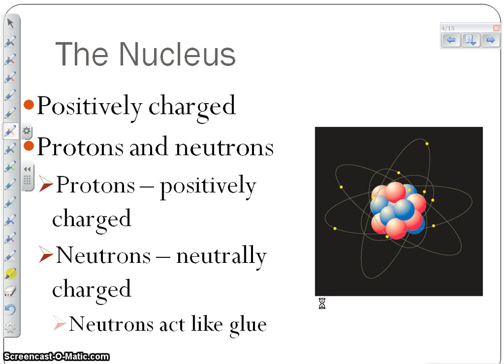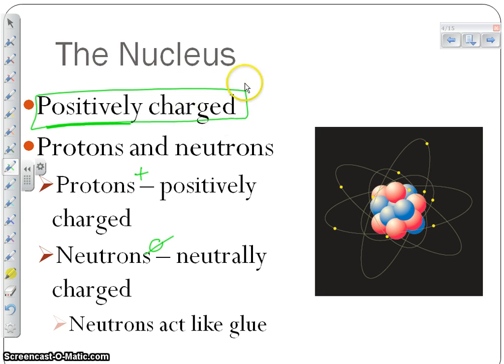Starting us off, we're going to look at the nucleus. It is positively charged, and that's because it has both protons and neutrons in it. Protons happen to be positive. Neutrons happen to be neutral. So when you take that neutral charge and add it to a positive charge, you get an entire entity that is positive. Essentially, the neutrons act like glue, holding the nucleus together. We all know that opposites attract, which means like things repel, and if you've got a whole lot of like things, they really don't want to stick around. So the neutrons help keep them together.